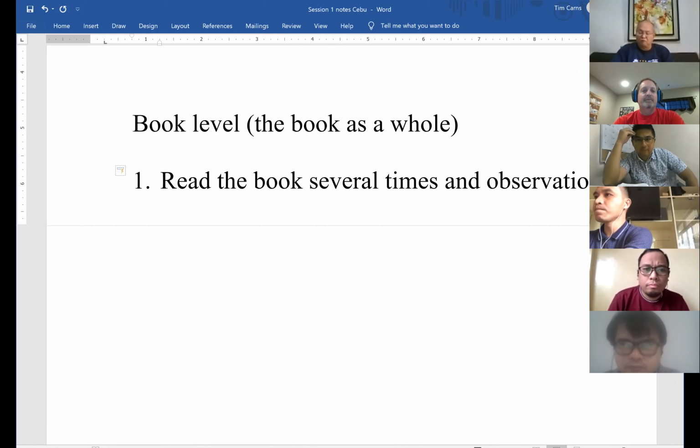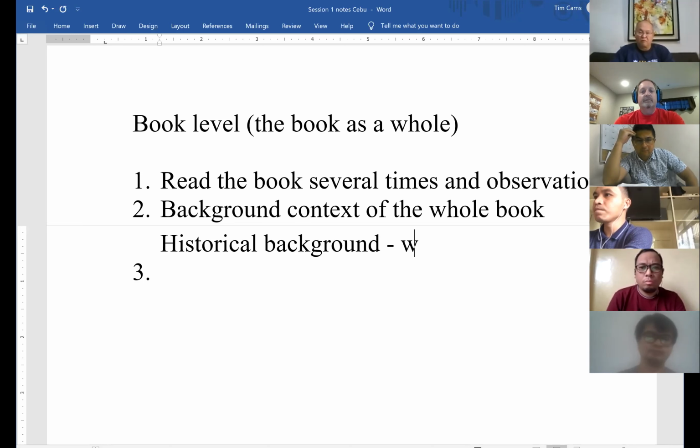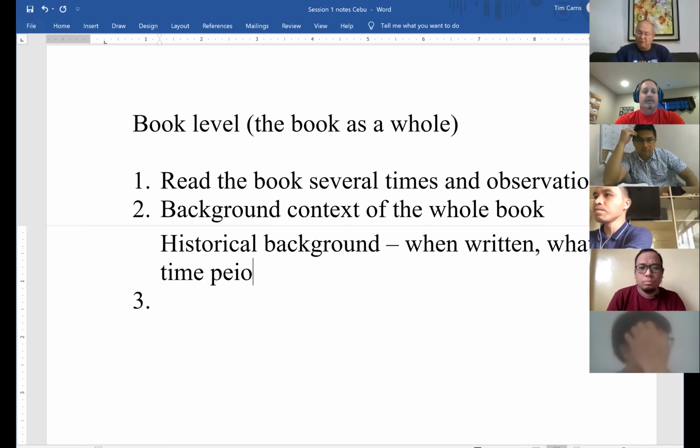The second step is then you examine the background context, again, of the whole book. So that's going to include features like, as was mentioned, what's the historical background of the book? When was it written, in particular, or what time period does the book cover?